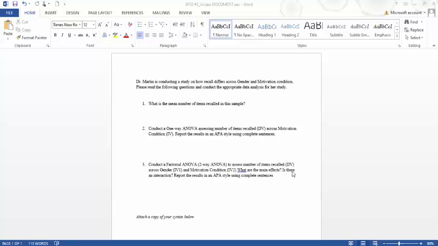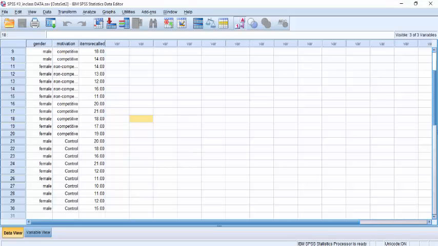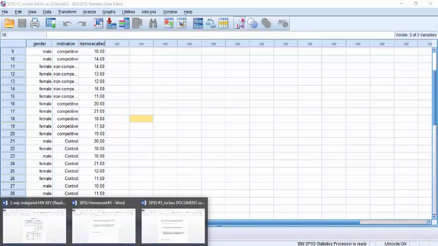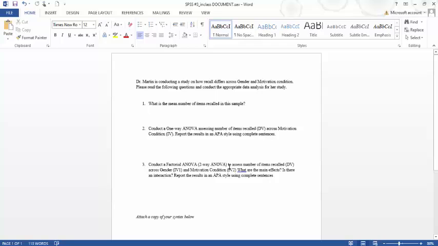The data that we're working with is called SPSS number 3 in-class data. Our variables are gender, motivation, and items recalled. So if we look at our in-class document for the questions, we see that Dr. Martin is conducting a study on how recall differs across gender and motivation conditions. So we're going to read through the questions and conduct the appropriate data analysis for her study.